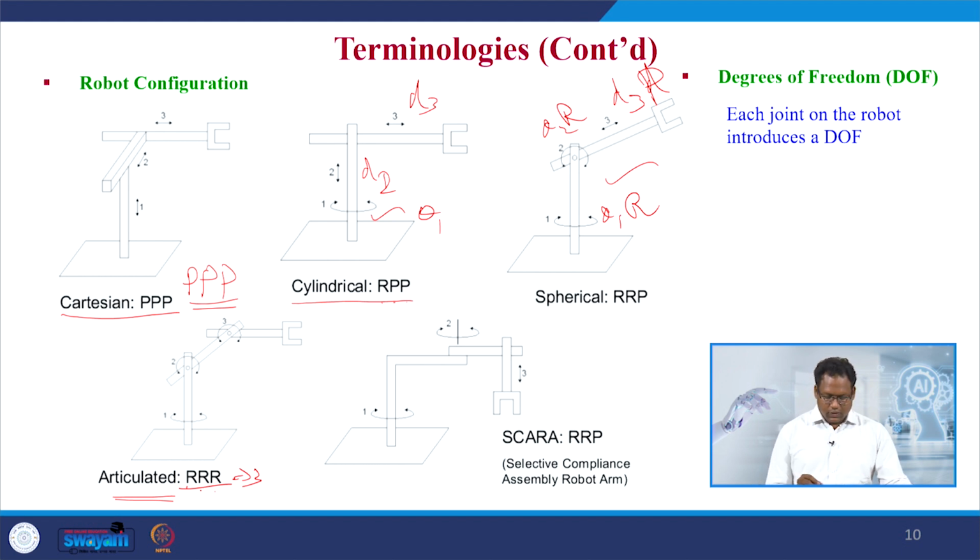Next, the SCARA robot, which is selective compliance assembly robotic arm, has 4 degrees of freedom. I add the 4th degree of freedom, so that is R, where the gripper is going to be oriented by an angle theta 4, and hence we have theta 1, theta 2, D3 and theta 4. That is why the SCARA robot has 4 degrees of freedom with one prismatic joint for the third joint, the rest all are revolute joints.